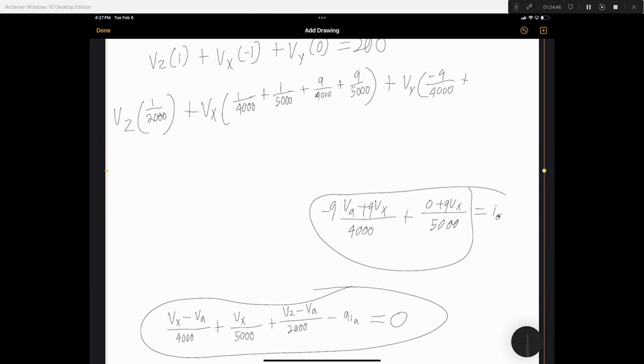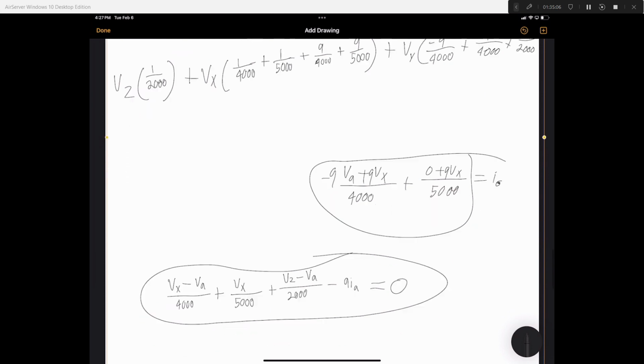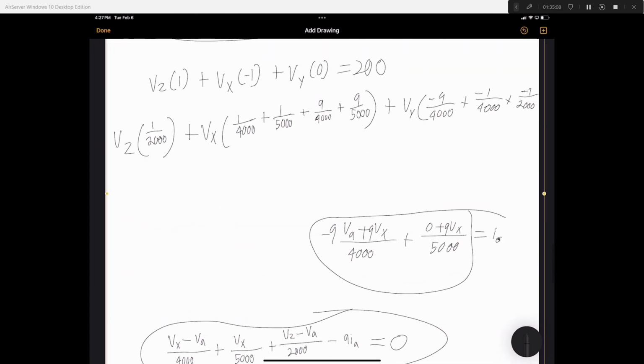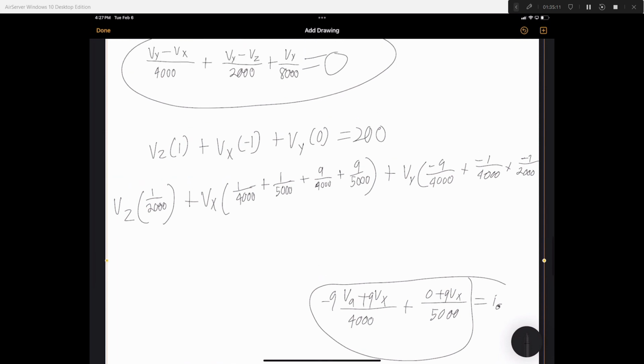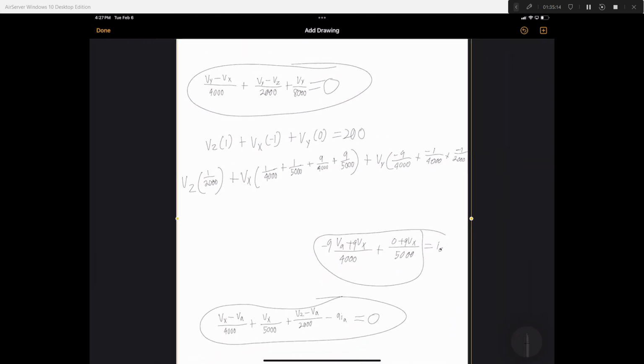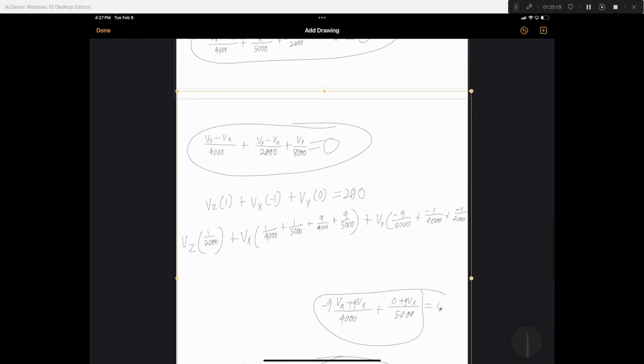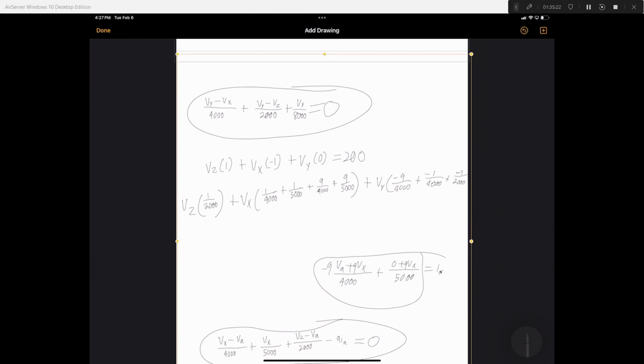Plus negative 1 over 4,000, plus negative 1 over 2,000. That's all of it. Just those two. There should be another one. Oh, there it is. That second one was the KCL at the supernode.